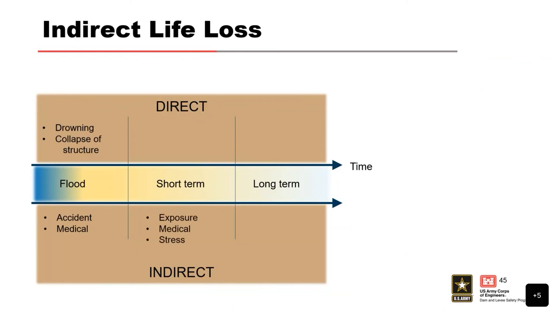The short term is the exposure, medical stress that we saw, what that looked like. Then there's this whole long term where there's a whole bunch of other stuff that can happen, disease, more stress, medical. I mean, we could talk about political unrest in certain areas that we're talking about, especially other countries, doing this type of a system.